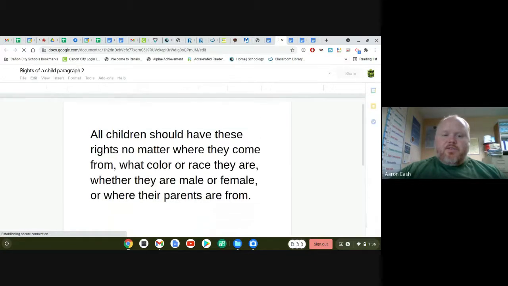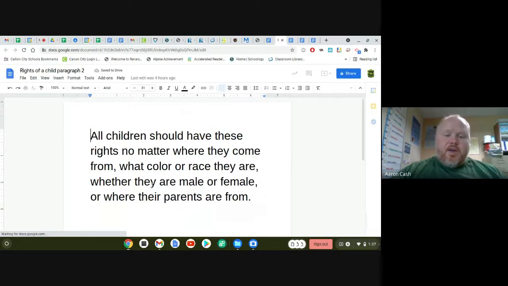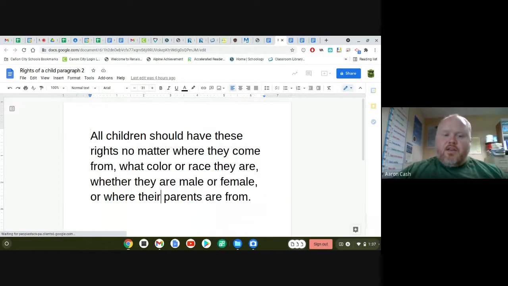Okay, in paragraph 2, what they're basically saying is all children should have these rights, no matter where they come from, what color or race they are, whether they're male or female, where their parents are from. None of those conditions matter. Every kid should have these rights. Whatever country they live in, wherever they're from, none of that matters. The only thing that matters is that all kids should have these rights.